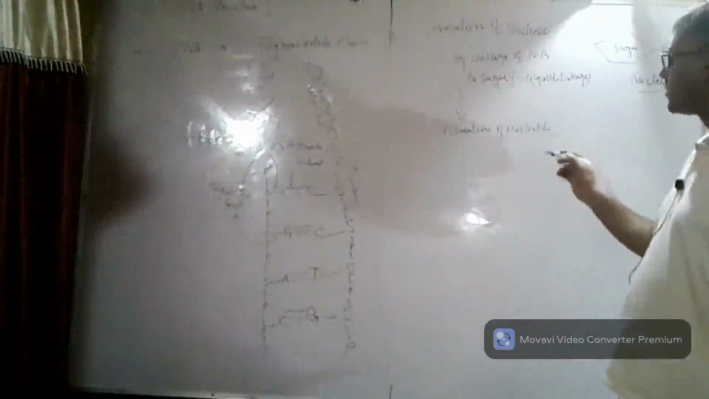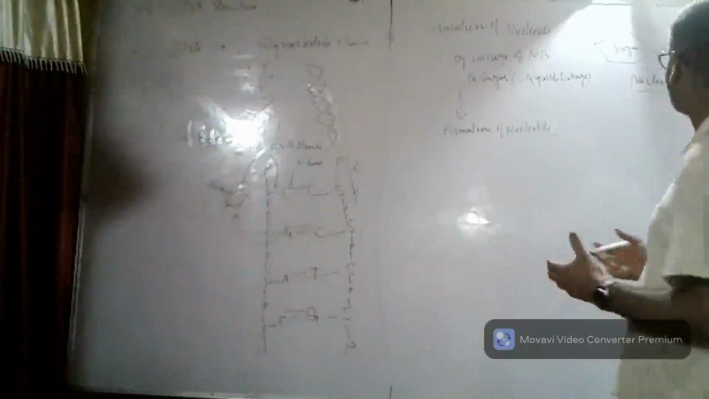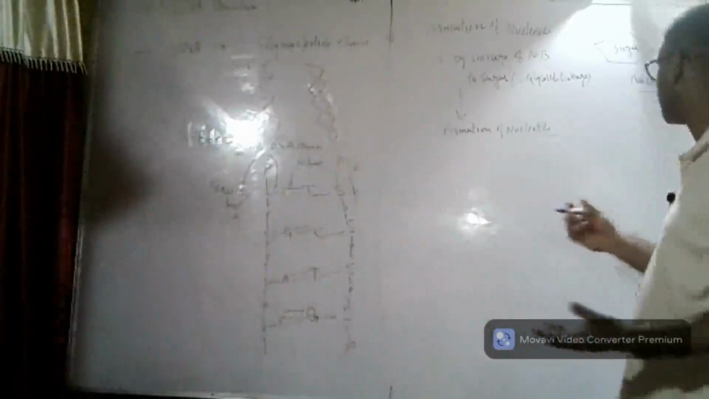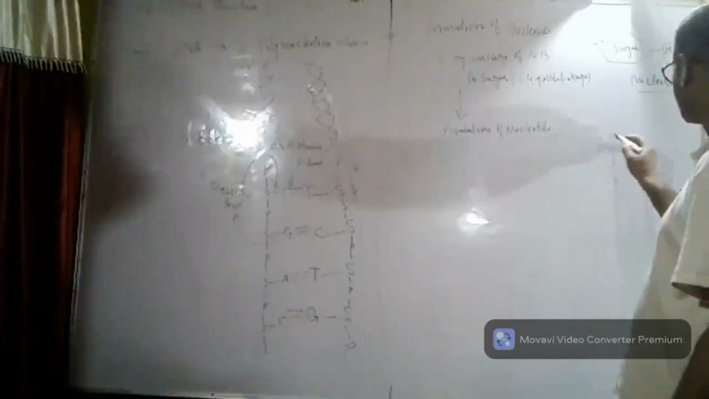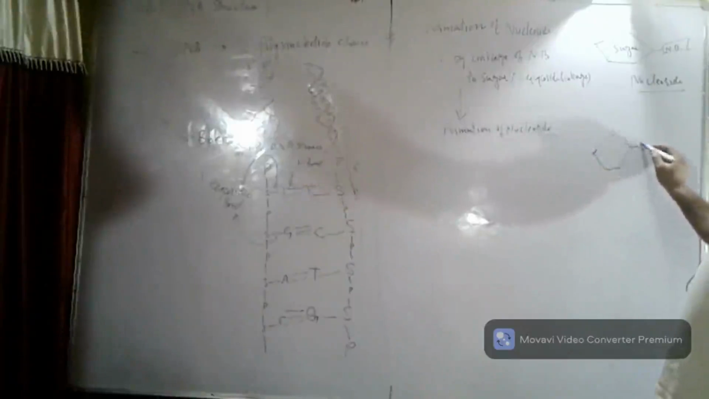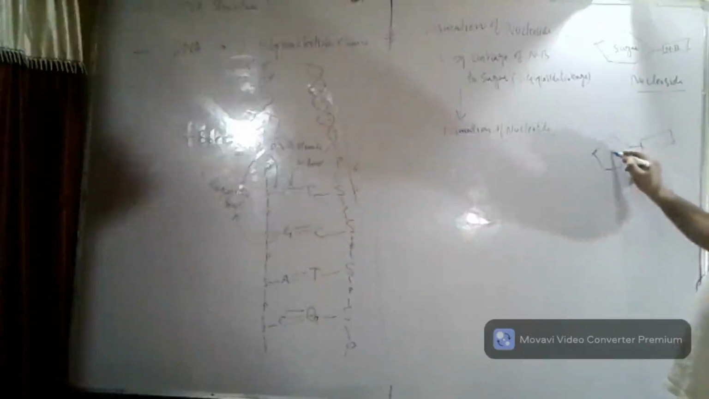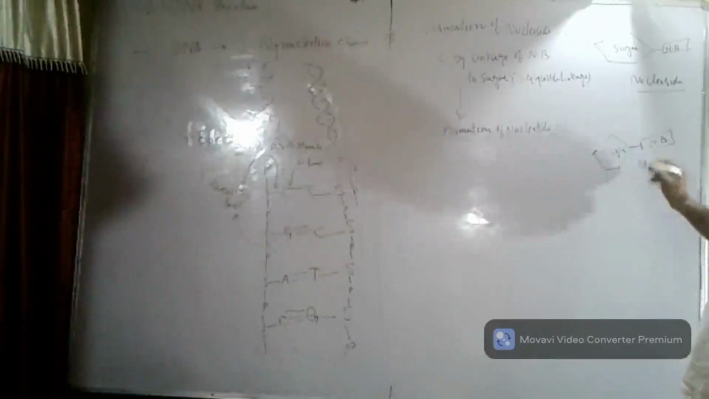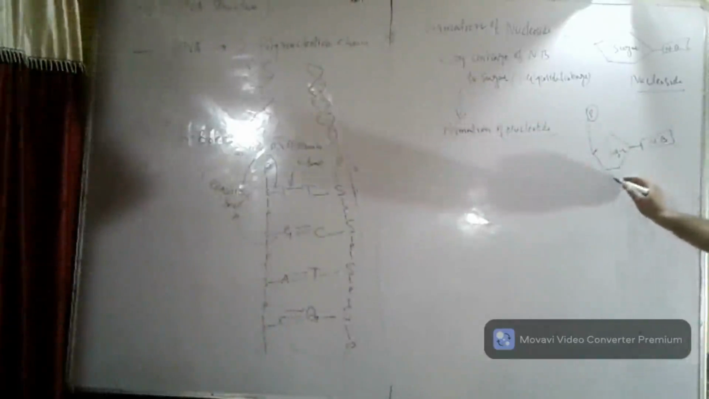In case of nucleoside, we have sugar component and nitrogenous base. And when phosphate group gets attached to the nucleoside, we get a nucleotide. This is simply nucleoside. This is sugar. This is nitrogenous base. And when phosphate group gets attached, this phosphate group attached to the carbon fifth of the sugar, then we get nucleotide.